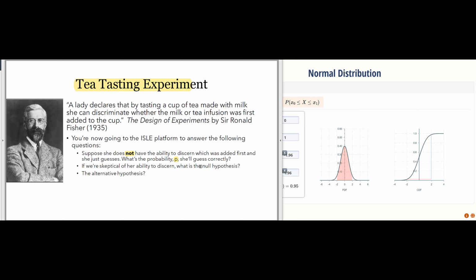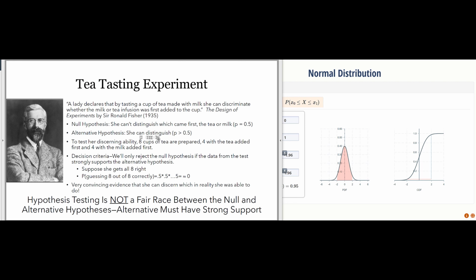All right, so to set up our experiment, our null hypothesis is going to be that she can't tell the difference. And our alternative hypothesis is therefore going to be that she can. All right, continuing on. Okay, so null hypothesis is that she can't. Alternative hypothesis is that she can.